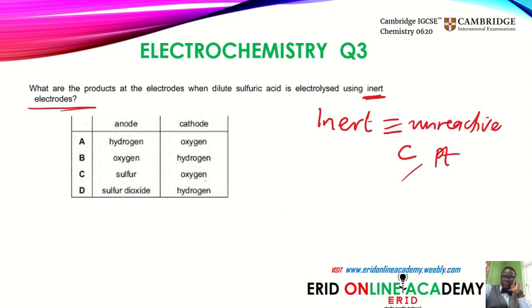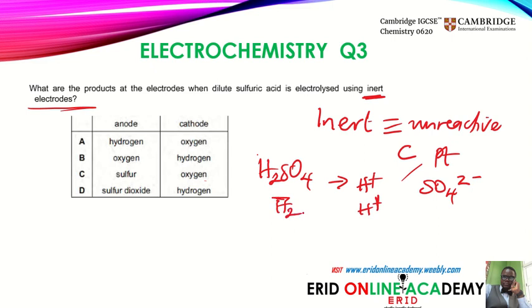Now sulfuric acid is electrolyzed, just as we looked at in the previous question. Sulfuric acid is electrolyzed, so you have hydrogen ions and sulfate ions. Since it's dilute, definitely it means water is there. Water itself will be broken down into its various ions, hydrogen ion and hydroxide ion.